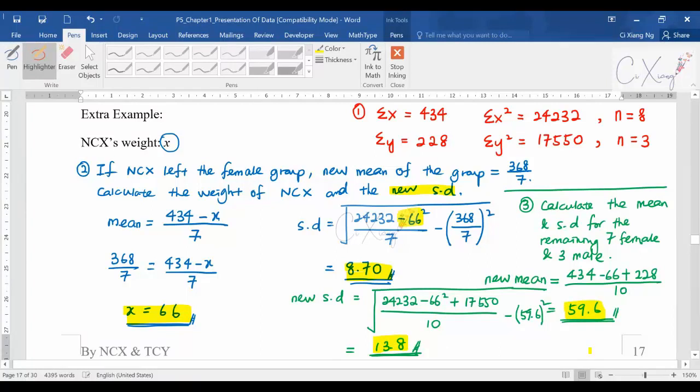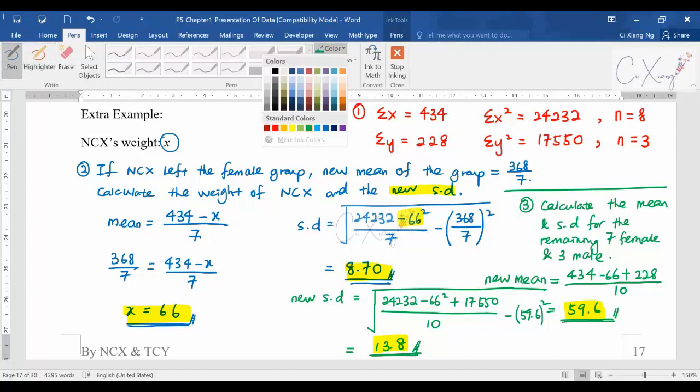All right, so I hope that from here you roughly know how to combine two sets of data, and if you want to separate something from the group, how you can do it, to calculate the mean and also the variance. Okay, so this is what we have for this part.